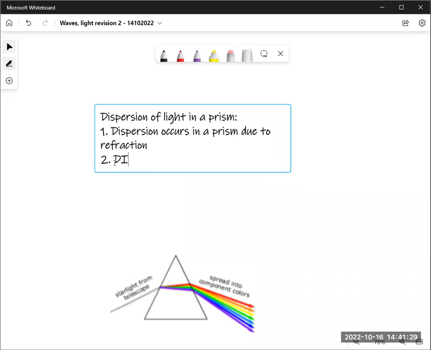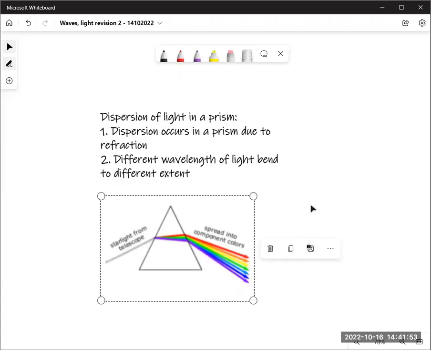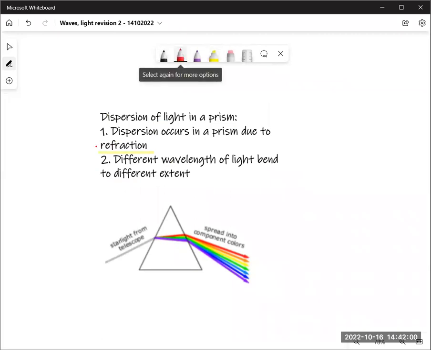Different wavelengths of light bend at, let's say, different degrees, or bend to different extents. That's all you need to know. If they ask you how dispersion occurs, you need to know that it occurs due to refraction. Dispersion is basically refraction in a prism.